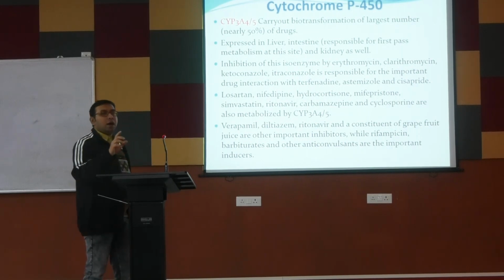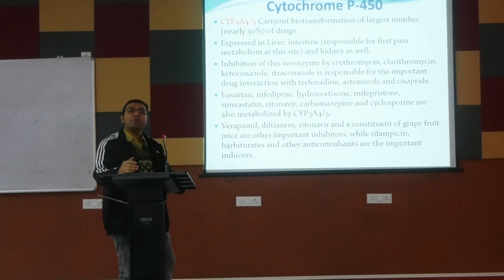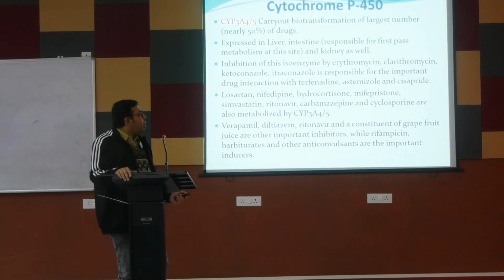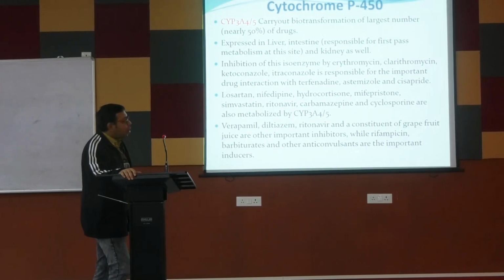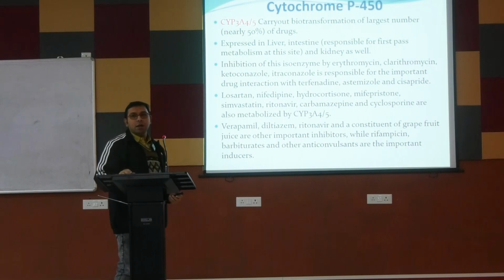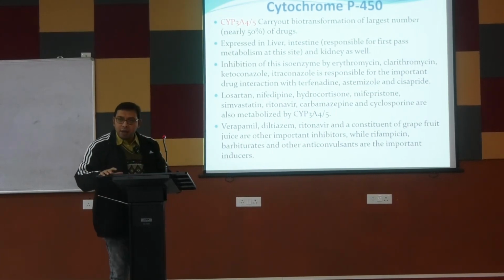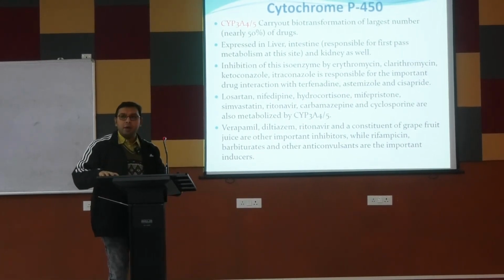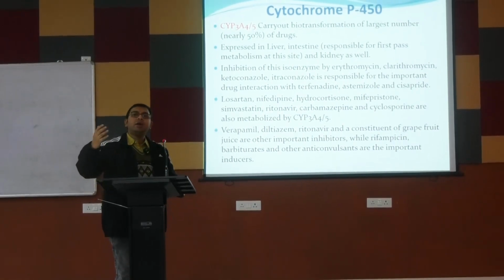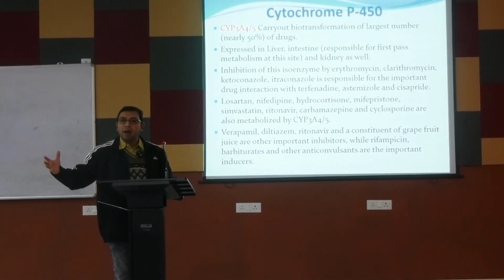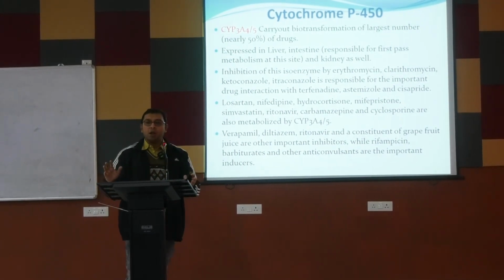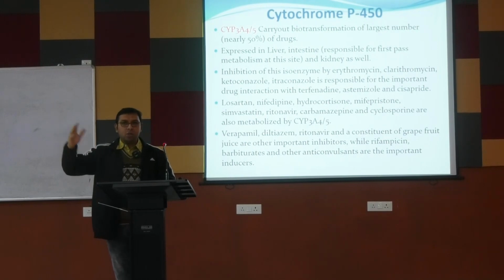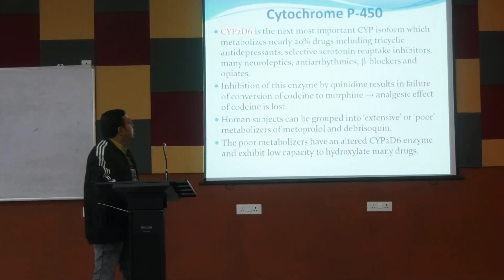Grapefruit juice is a thing that ultimately causes different types of food interactions with different drugs, because they are other important inhibitors. They inhibit this enzyme, while rifampicin, barbiturates and other anticonvulsants are the important inducers. So some drugs induce this enzyme, some drugs inhibit the enzyme. That can increase or decrease the metabolism of some other drugs, which ultimately leads to either a subtherapeutic effect, that is, the effect will not happen at all, or toxicity of the drug. So this can happen due to drug interactions.